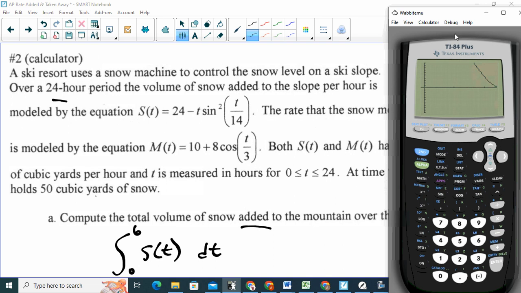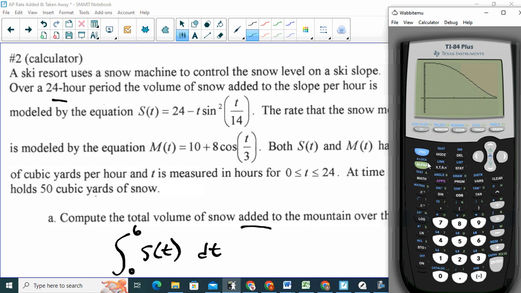It looks like most of our graph is up here somewhere. You can either just guess and check until you have a good graph, or if we look at our table, it looks like it starts at 24 and just goes down from there. So my y max, I'm going to make 24. Pushing graph, we now have a pretty good graph of S of t.